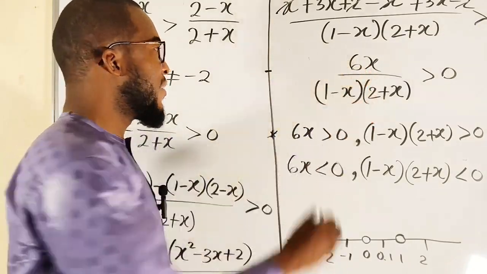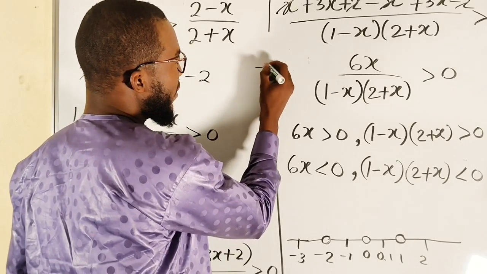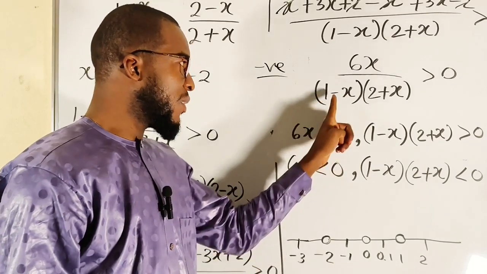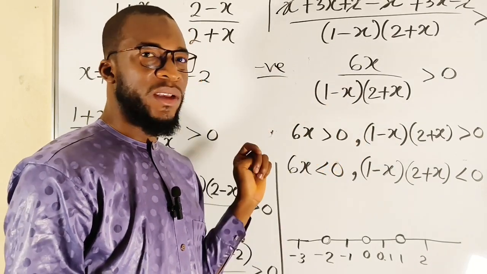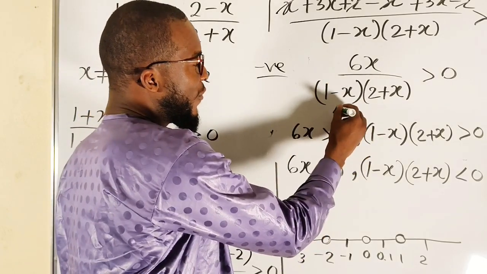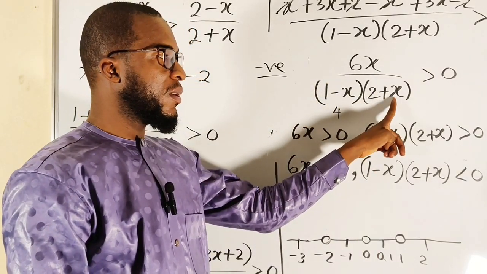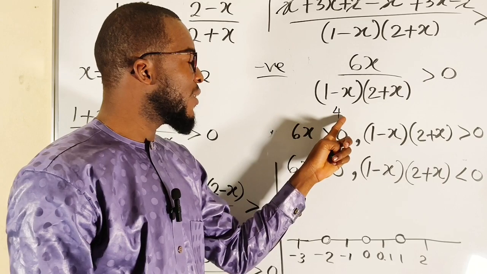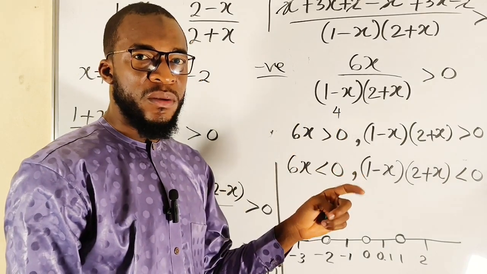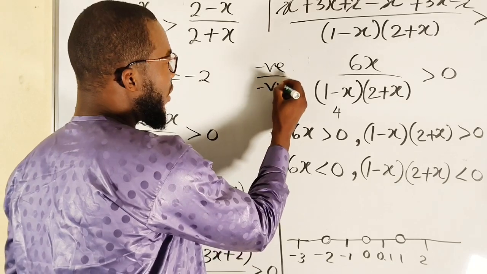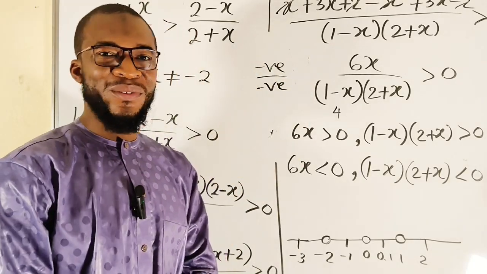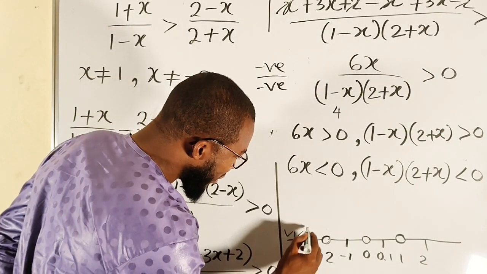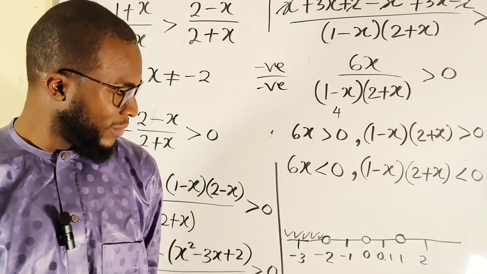Negative 3 times 6, the top will be negative. 1 minus minus 3, because x is minus 3, that will be 1 plus 3, that is 4. Then if we have 4 here, then 2 plus minus 3, that is 2 minus 3, that will give us minus 1. And minus 1 times 4, that will be minus 4. So the bottom will be negative as well. Negative divided by negative is positive, so it's satisfied. So we can say that all values to the left hand side of negative 2 will satisfy this inequality.